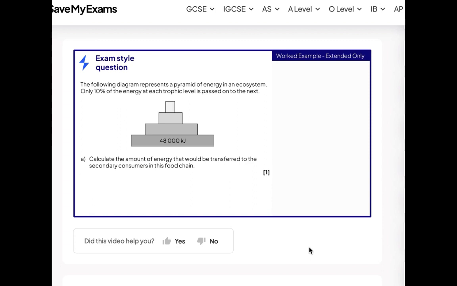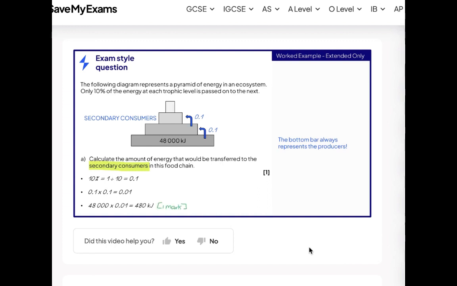For the first question, we must determine which bar of the pyramid represents the secondary consumers. Remember that the bottom bar of food pyramids will always represent the producers, so the secondary consumers will be 2 bars up from that. We know that only 10% of the energy at each trophic level is transferred to the next one, which we can rewrite as 0.1. Since the secondary consumers are 2 trophic levels up from the producers, it means that they will only receive 0.01 of the energy that is available from the producers. If we do the calculation, we see that the secondary consumers will only receive 480 kilojoules from the primary consumers.